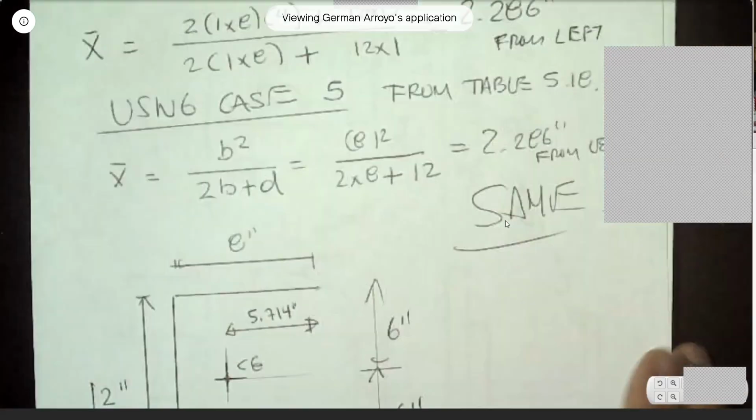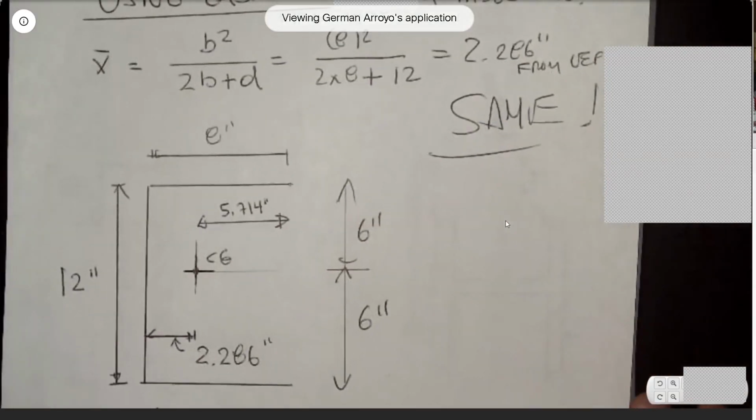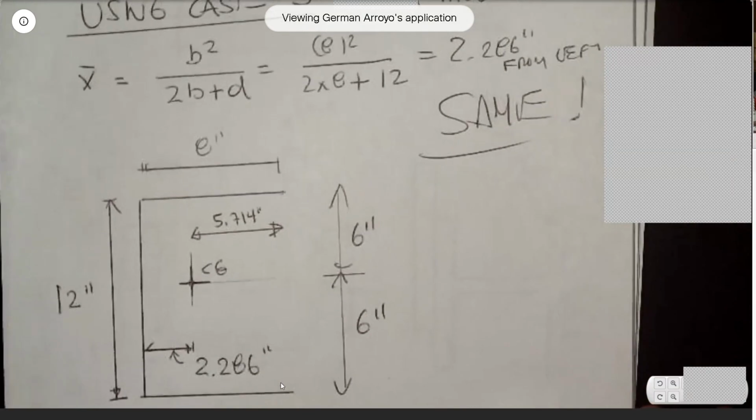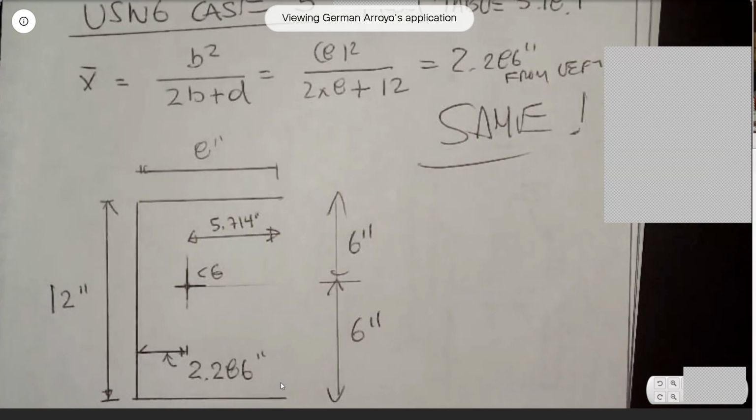Now I'm going to compute the value. I have put already the location of the centroid as a line. The centroid we just determined was 2.286 from the left. Since this is 8, the location from here to the left is 2.286. From here to the right is the difference, 8 minus 2.286, which is 5.714. The location of the centroid to the top is 6 and to the bottom is 6, as indicated.